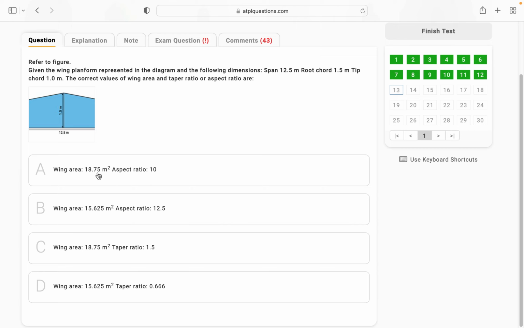So here, answer A, we have an aspect ratio of 10, which is correct, but the wing area is wrong. Answer B has a wing area of 15.625 meter squared and aspect ratio of 12.5, which is wrong. Answer C: wing area 18.75 meter squared, taper ratio 1/5, taper ratio and wing area are wrong. And answer D: wing area 15.625 meter squared and taper ratio 0.66 is correct.